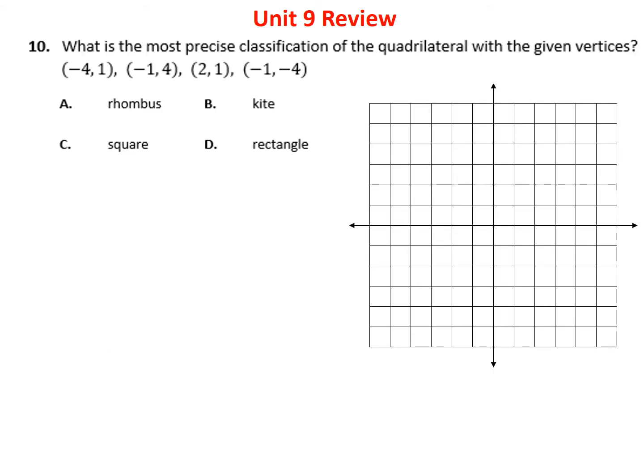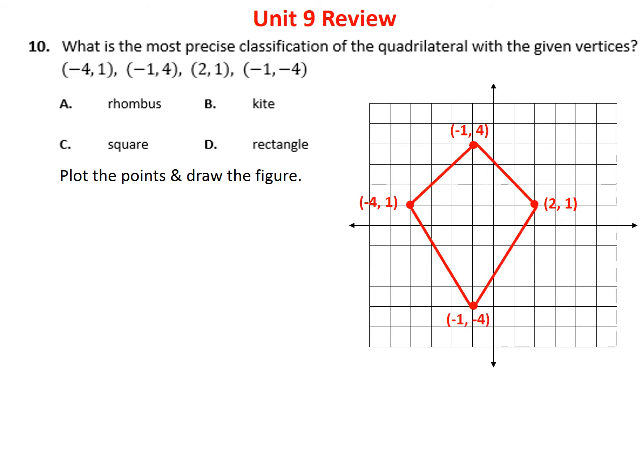And number 10, they want us to write the most precise classification of the quadrilateral with the given vertices. So we begin by plotting these points. The first point is -4, 1, so that's 4 to the left from the origin and up 1. Number 2 is -1, 4, so that's 1 to the left and then up 4. And number 3 is 2, 1, so 2 to the right, up 1. And finally, -1, -4, so we go 1 to the left and then down 4.